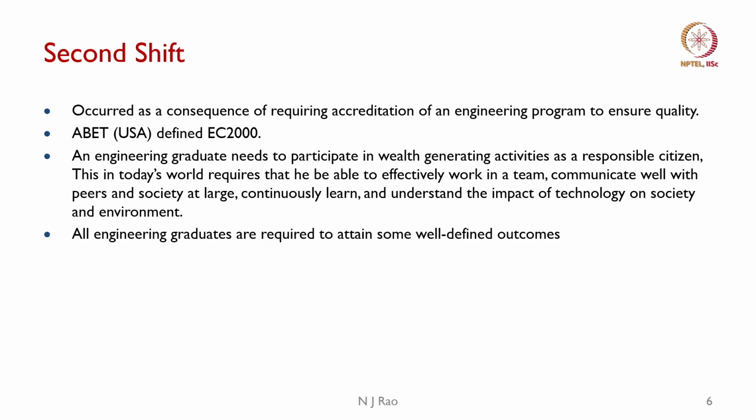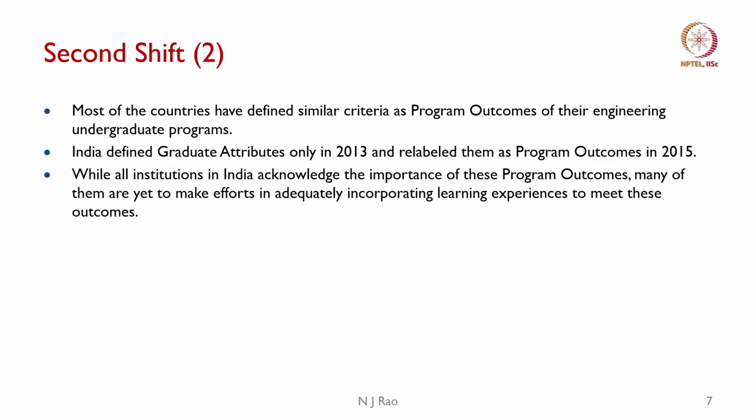So essentially, EC 2000 will say all engineering graduates are required to attain some well-defined outcomes. So some agency will have to be there to define these outcomes. Most of the countries have defined similar criteria as program outcomes of their engineering undergraduate programs. India defined graduate attributes only in 2013 and relabeled them as program outcomes in 2015. Right now we use the word program outcomes.